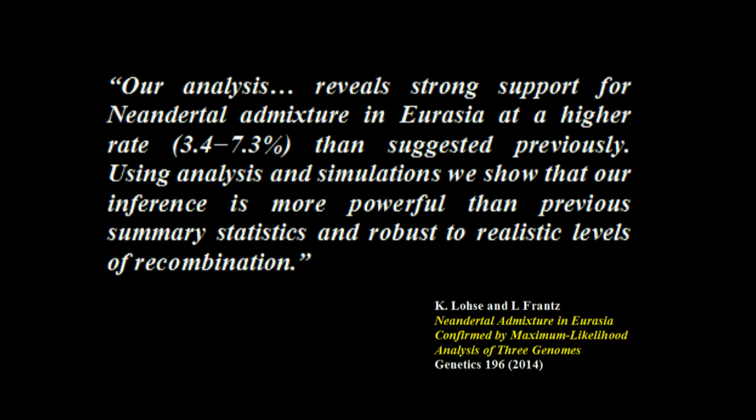It says, Lassi, 2014: Our analysis reveals strong support for Neanderthal admixture in Eurasia at a higher rate, 3.4 to 7.3%, than suggested previously. Using analysis and simulations, we show that our inference is more powerful than previous summary statistics and robust to realistic levels of recombination. In other words, they start out, they say, humans have between 1 and 4%. That was the original paper.